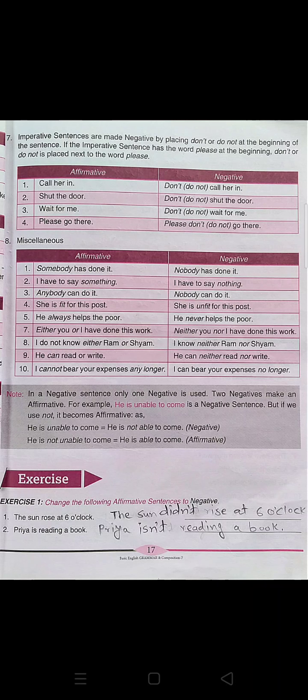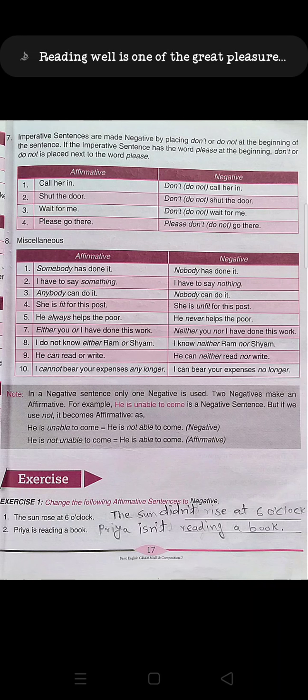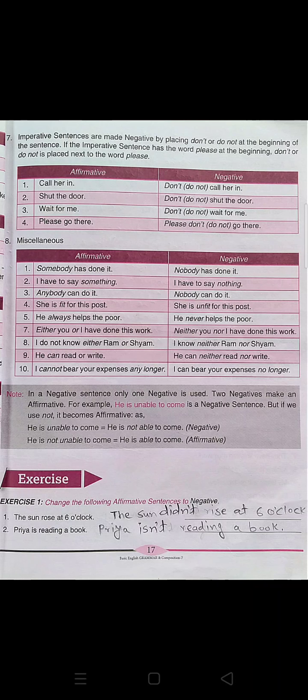We will use didn't. Okay, so I have told you earlier also, if the sentence is in the present tense, we will use do not or does not. And the sentence is in the past tense, so we will use did not. Okay. And if the sentence is in the future tense, we will use will not or won't or shall not. Okay. So that will come. Okay. The sun rose at 6 o'clock. The sun didn't rise at 6 o'clock.